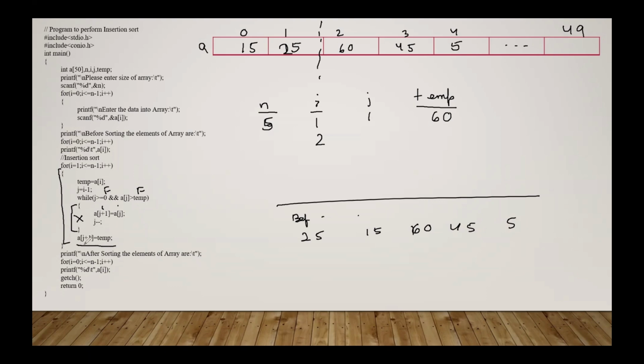What is a[j+1]? What is the j value? 1. 1 plus 1 means a[2]. A[2] stores which value? The temp value. What is temp? 60. So it will store the value 60. Now we observe that three elements are now in sorted order. So three elements are sorted right now.